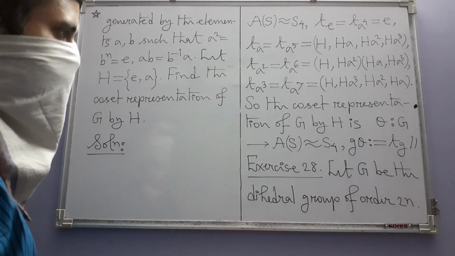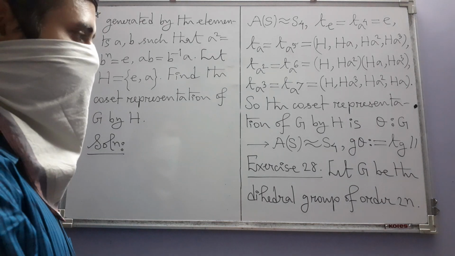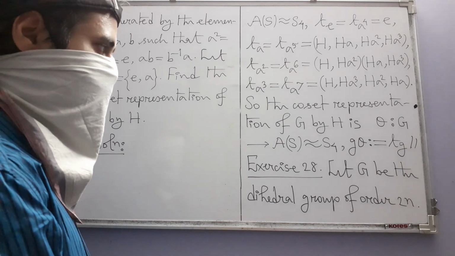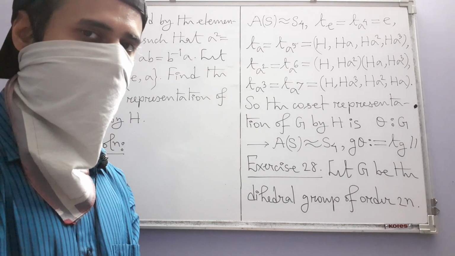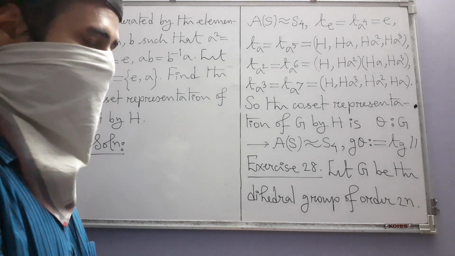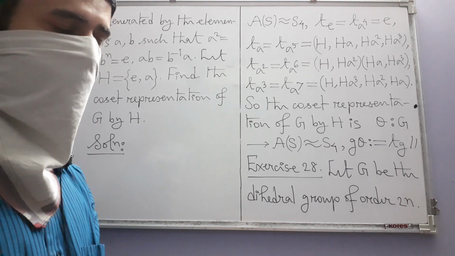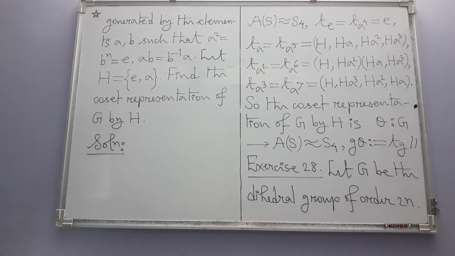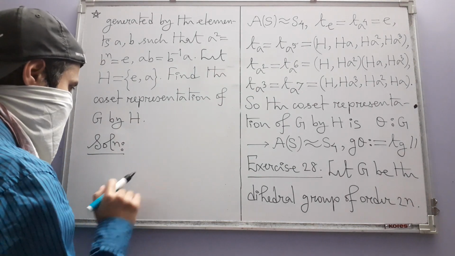Okay, I know that the dihedral groups gave us tremendous trouble when we were trying to calculate the permutation representation and the second permutation representation. Here luckily it's not that difficult. So first we write the set of right cosets.